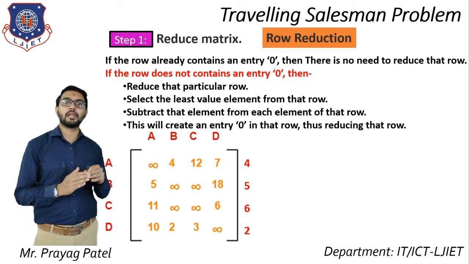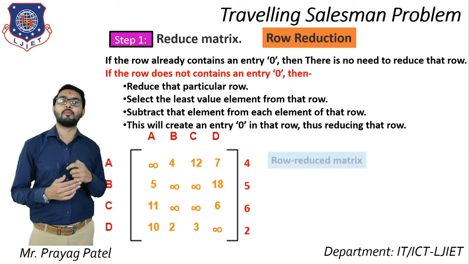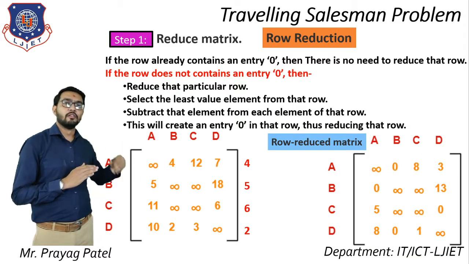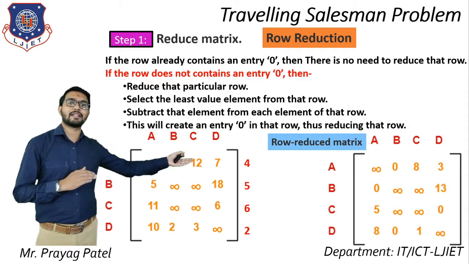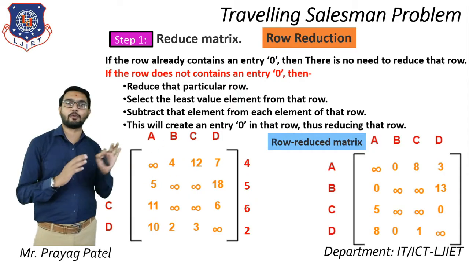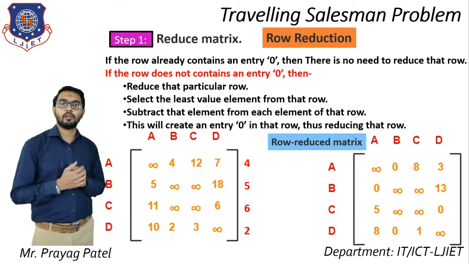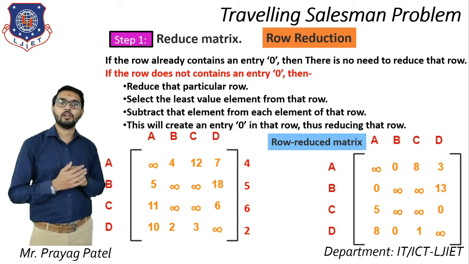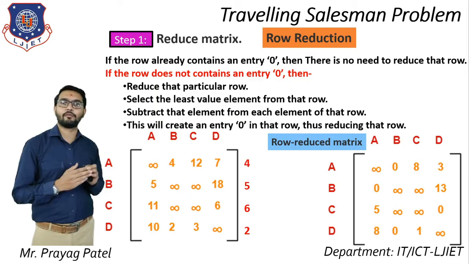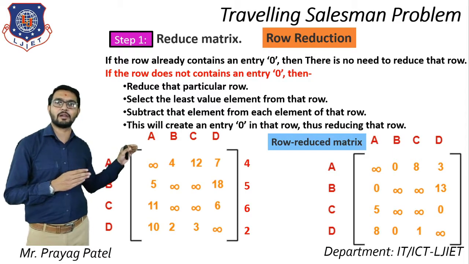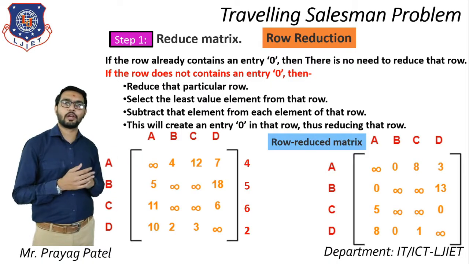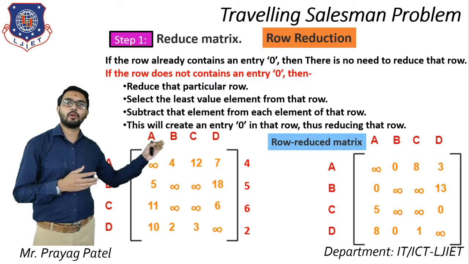Now after performing the row reduction, you perform the column reduction operation. After the row reduction operation, your next matrix is shown in the second figure as the reduced matrix for rows. In the first row the minimum value is 4, so subtract the value 4 from the first row. Then infinity stays infinity, 4 minus 4 equals 0, 12 minus 4 equals 8, 7 minus 4 equals 3.